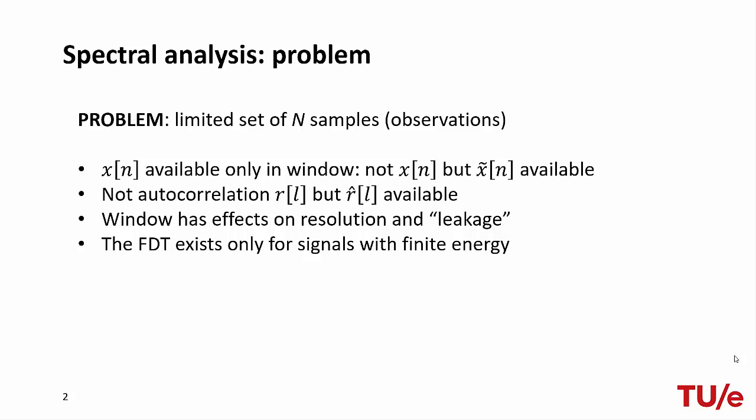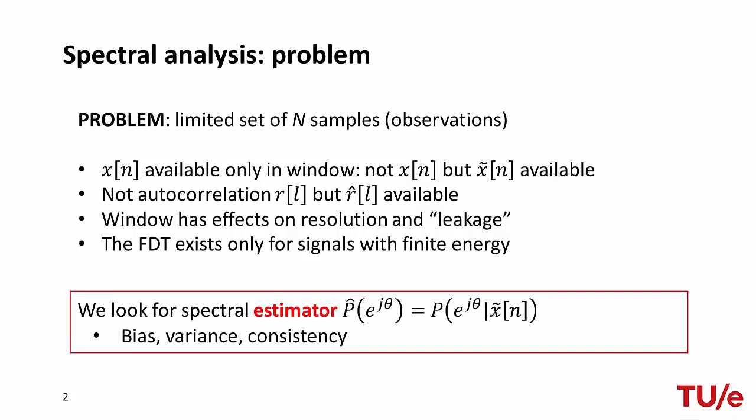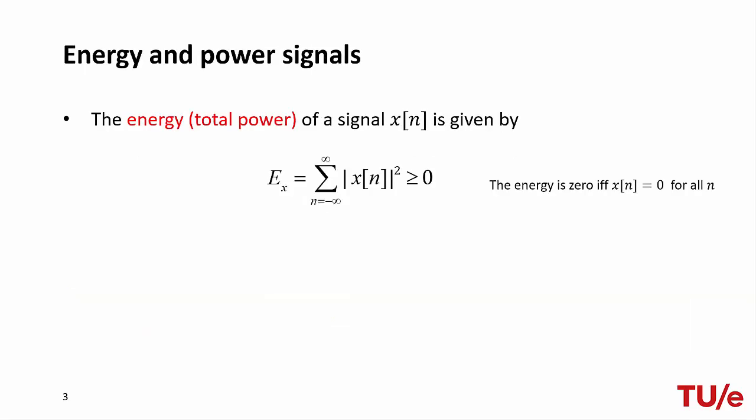Moreover, in theory, the Fourier transform exists only for signals with finite energy, but most random signals are actually aperiodic power signals. As we shall see, this has important implications in the calculation of the power spectral density. The result is that we can only look for an estimator of the power spectral density given the observed signal. Before we dig into such estimators, let us review the concept of energy and average power of a signal.